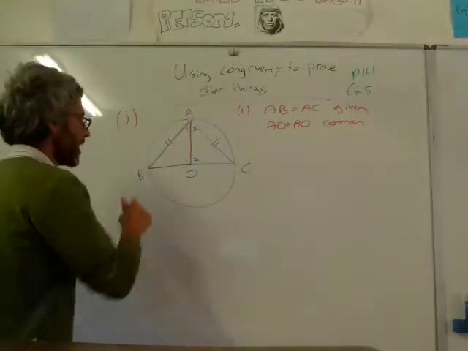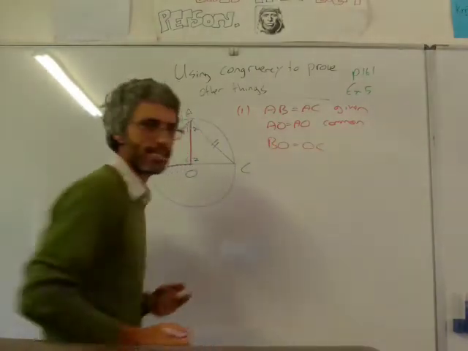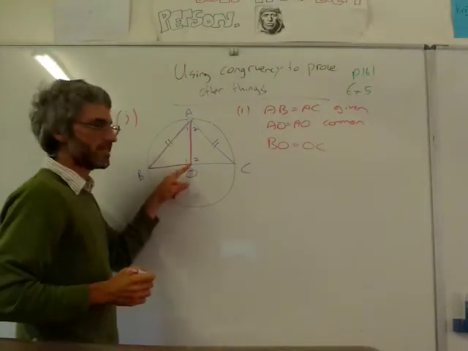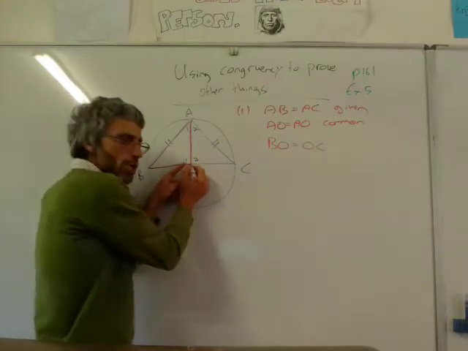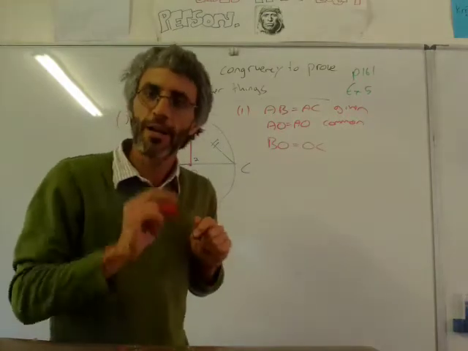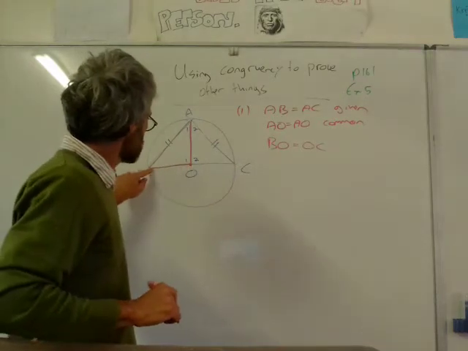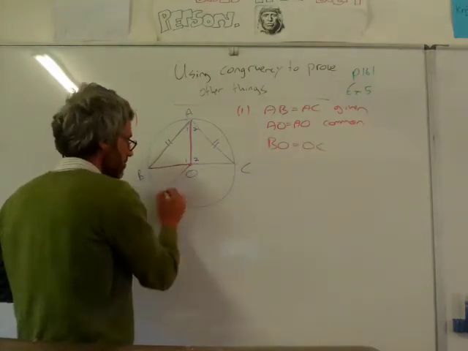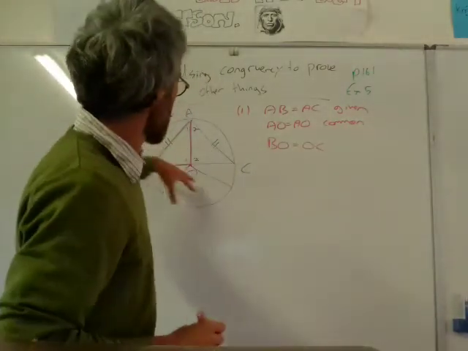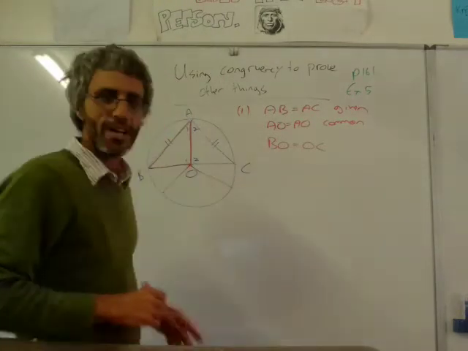And I can. Why can I say that BO equal OC? How can I tell that? Not because it looks like it. But look at this. If this is the center of the circle, a line that goes from the center of the circle to the edge of the circle is called what? You should know that. That's a radius. That is a radius. That is also a radius. Any line that goes from the center of the circle to the edge of the circle is called a radius. Now, what can we say about the radius? It's all the same. It doesn't matter if this is the radius, this is the radius, this is the radius. They're all the same.